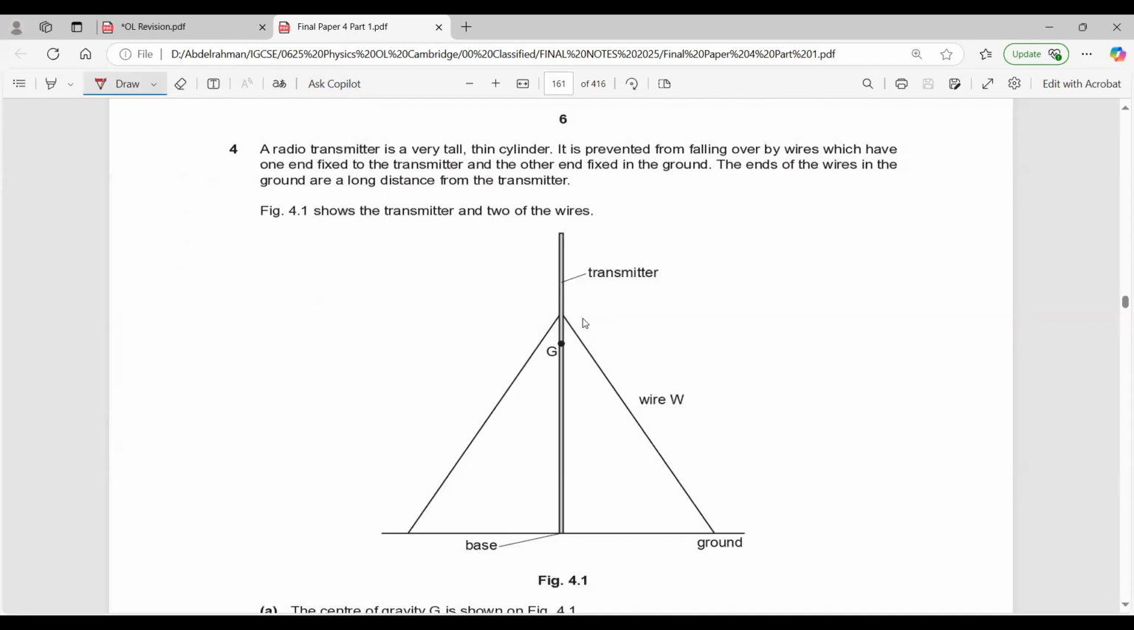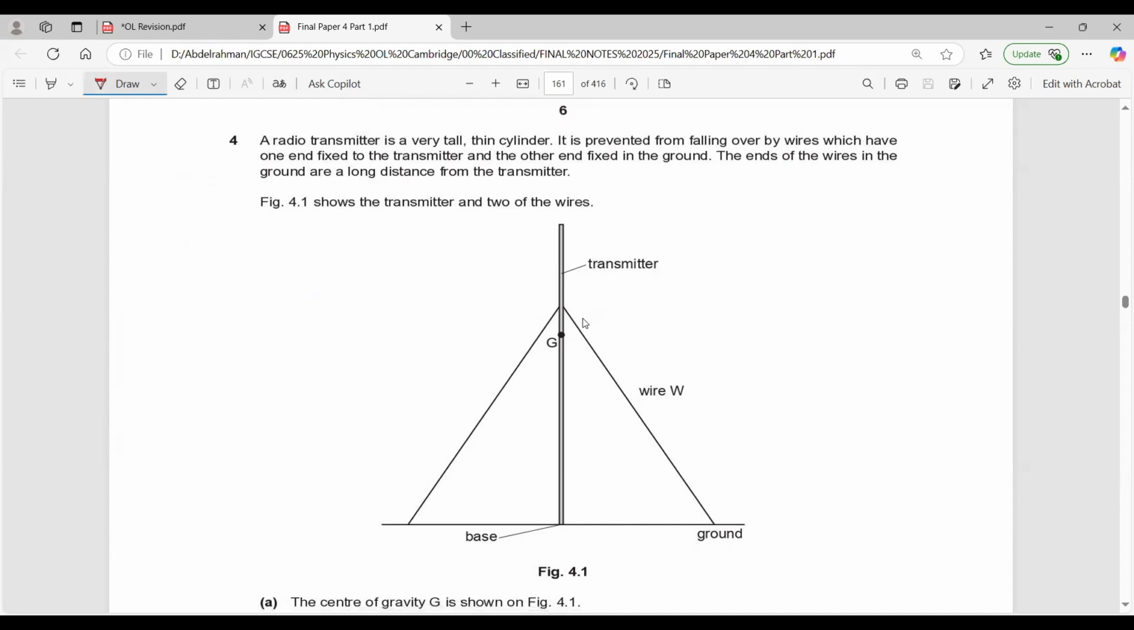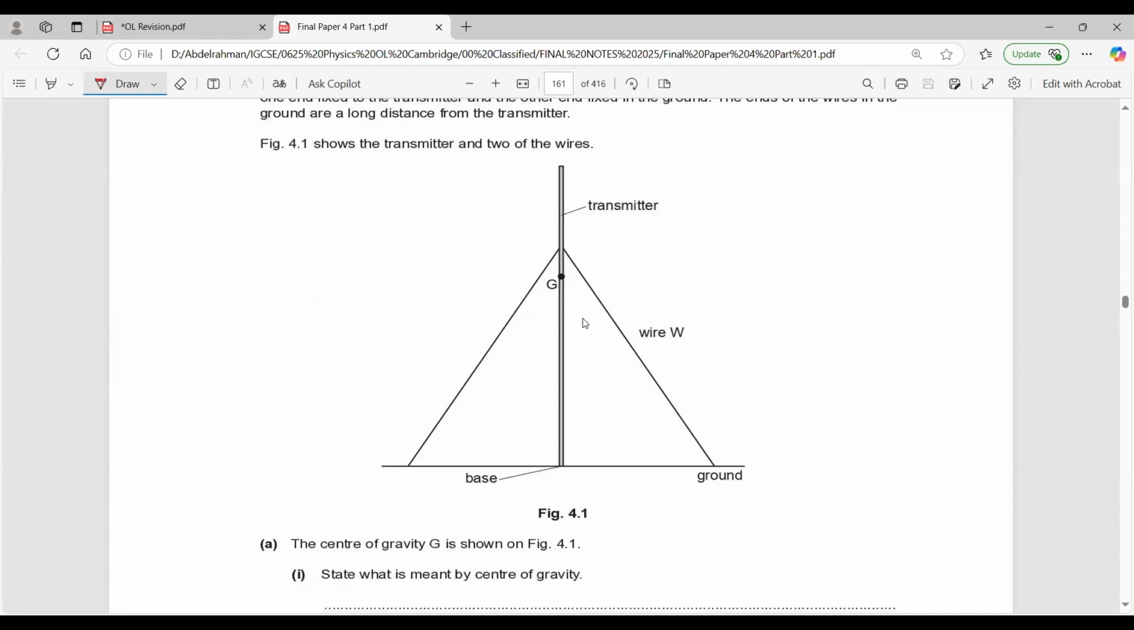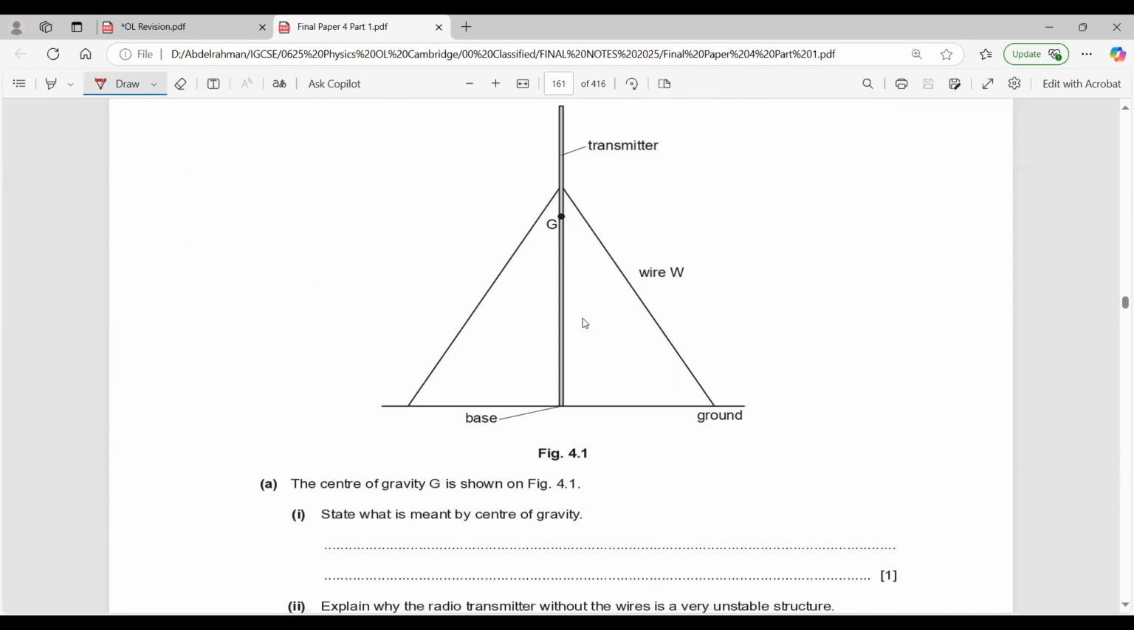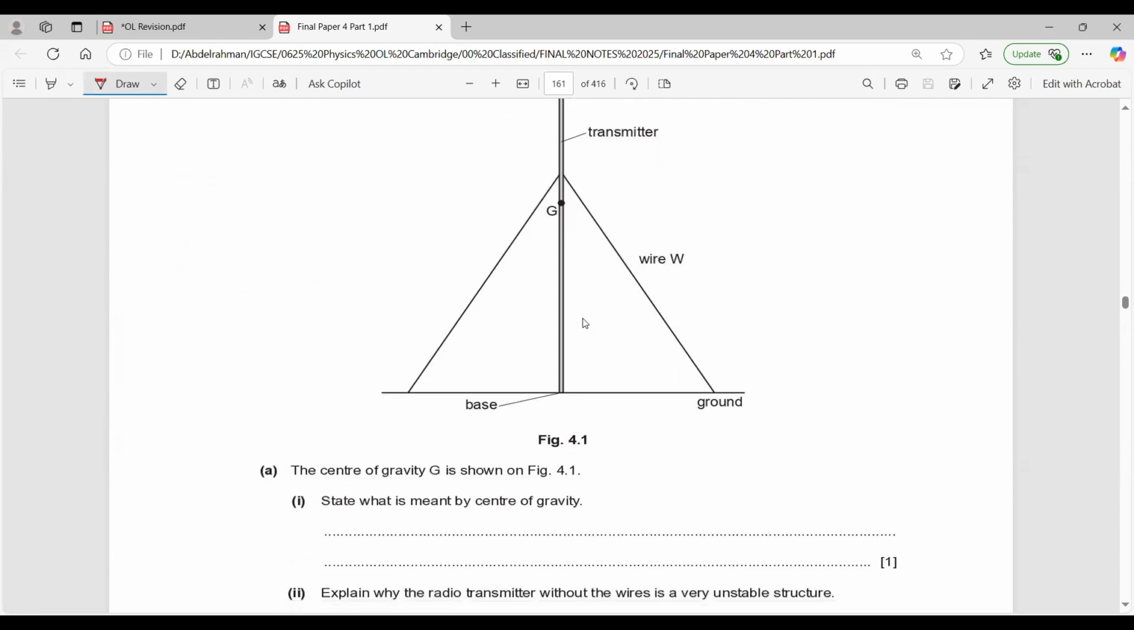I have a radio transmitter. That's a very tall, thin cylinder. It's prevented from falling by the wires. G is the center of gravity or center of mass.